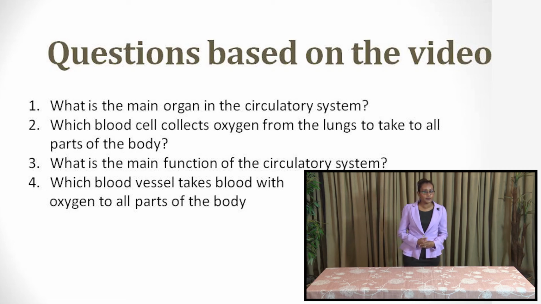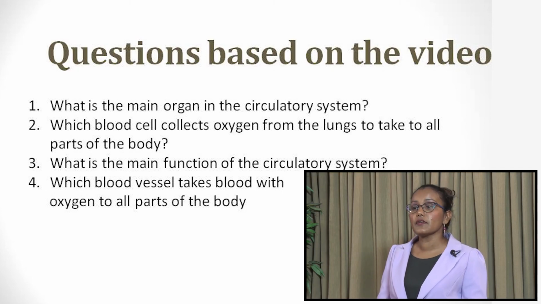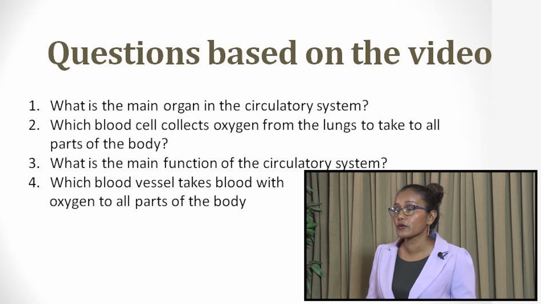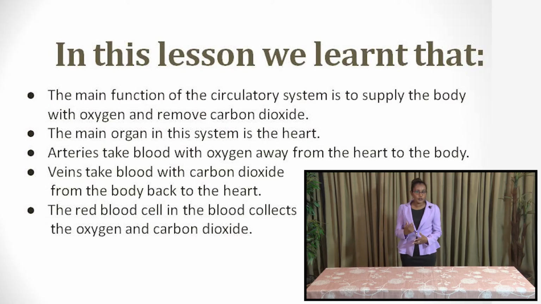Question 3. What is the main function of the circulatory system? Excellent. The main function of the circulatory system is to supply our body with oxygen and remove carbon dioxide. Question 4. Which blood vessel takes blood with oxygen to all parts of our body? Very good. Our arteries.